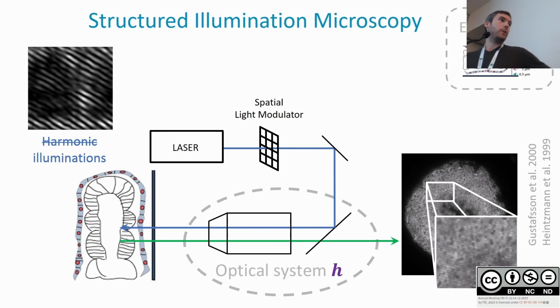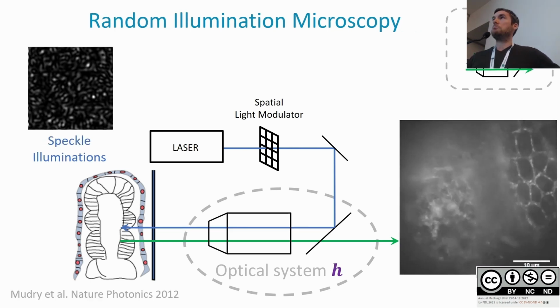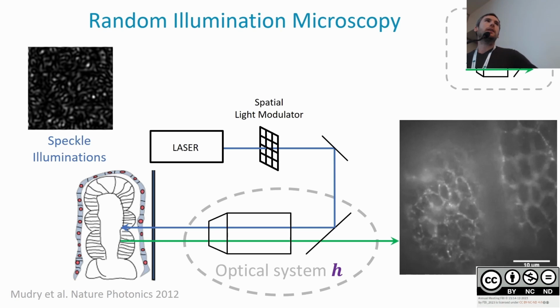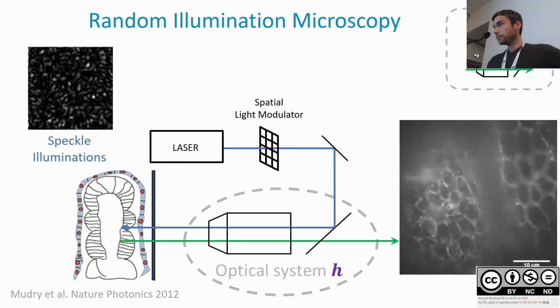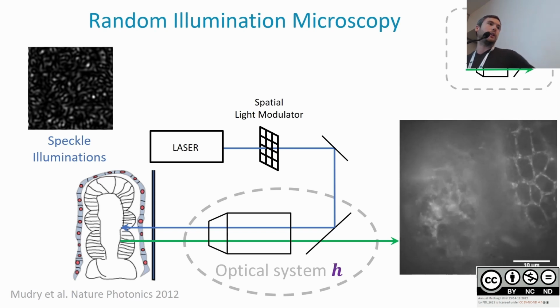So what we propose instead is to illuminate with random patterns, which we call speckle. It's a type of illumination that naturally arises when you let light propagate in a complex medium. And we will see how we use this kind of movie to create a super resolved image. So in this movie, all the fluctuation you see is us changing the pattern in between each frame. So each frame will change the speckle.